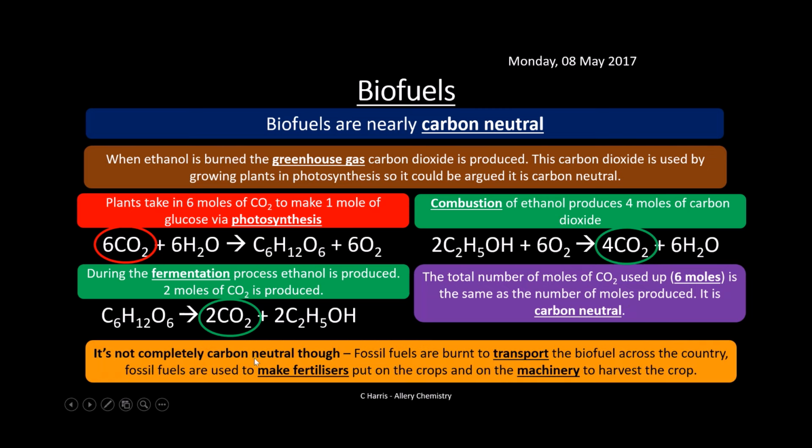However, like I say, it's not completely carbon neutral because we're using fossil fuels to transport the biofuel across the country. These fossil fuels haven't been used from this process here. Remember, we still use crude oil to make the fuels. Biofuels are mainly mixed with the alkenes that's dug from the ground in crude oil. And also fossil fuels are used to make the fertilizers. And obviously the fertilizers help this crop to grow, so you've got to be careful of that. The machinery used to harvest the crop, if you're using combine harvesters, they're going to put carbon dioxide in the atmosphere. So it's nearly carbon neutral, but not quite. So as long as you know these little exceptions as well.